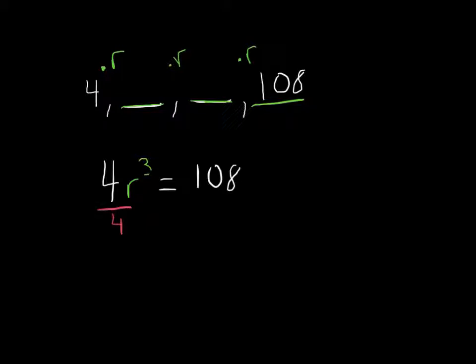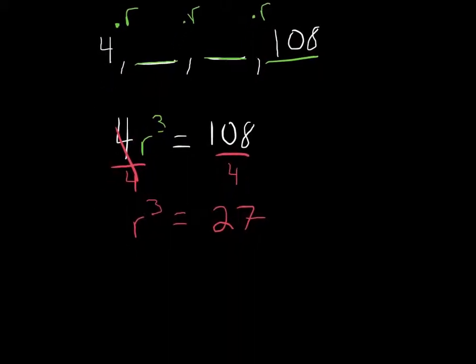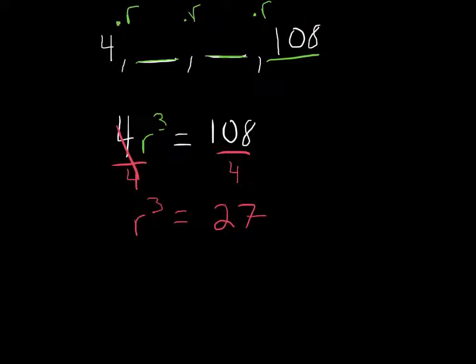So first I'm going to divide by 4, and I'm going to get r cubed is equal to 27. Now remember, if you need to solve with this exponent, so r cubed, I have to take the cube root. So now you ask yourself, what number times itself three times will give me 27? Well, that of course is 3. 3 times 3 is 9, times 3 again is 27.